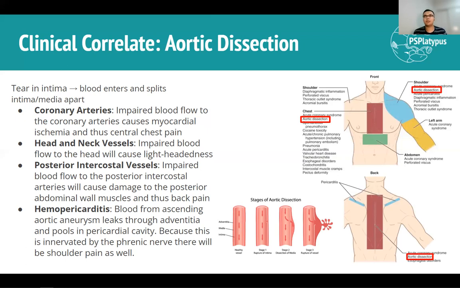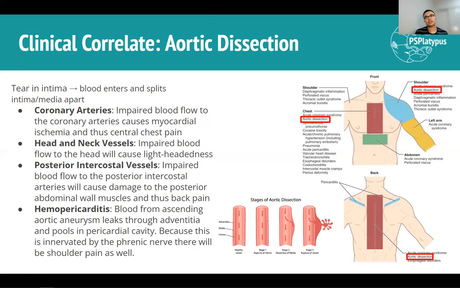If there's impaired blood flow to the head, you're going to have lightheadedness because your brain is not receiving as much blood. If there's impaired blood flow to the posterior intercostals, then you're going to have ischemia of the posterior abdominal wall muscles, and therefore you're going to feel some back pain.